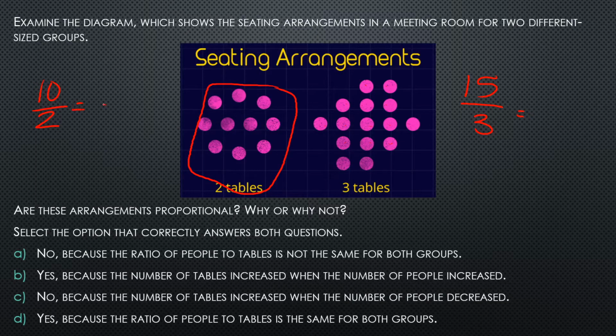So let's reduce them to have a 1 in the denominator, right? This simplifies. 10 over 2 simplifies to 5 over 1. 15 over 3 simplifies to 5 over 1. So yes, these two seating arrangements are proportional because the ratio of people to tables is the same. So when you're asked if they are proportional, you are looking to see if they have the same unit rate. If they have the same unit rate, then yes. If they do not, then no.